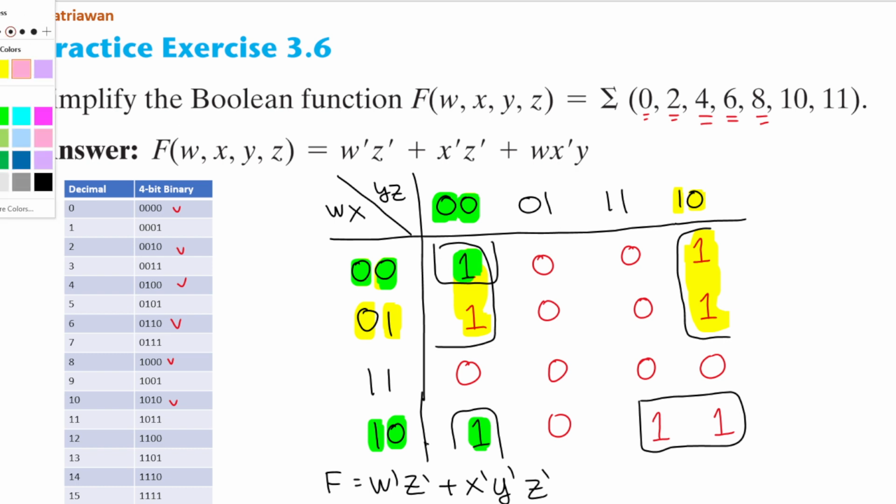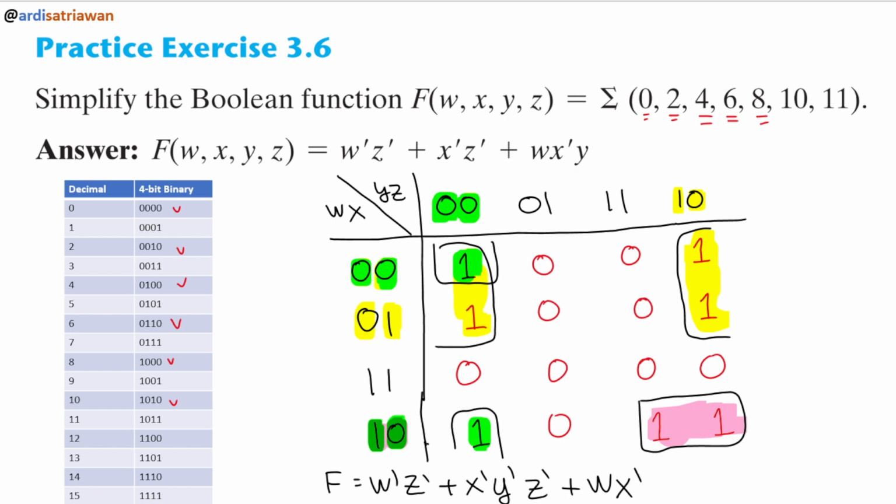Maybe let's use the pink one here. We'll have this circle here. Let's see what we have. W and X are definitely the same, so we will have W and X prime. Then Y is the same, 1 and 1, but Z is different. So it depends on Y, but not on Z. Y is 1 here, so we don't need to put a prime there, so we will have Y here. And I think this is the final answer that we are looking for.